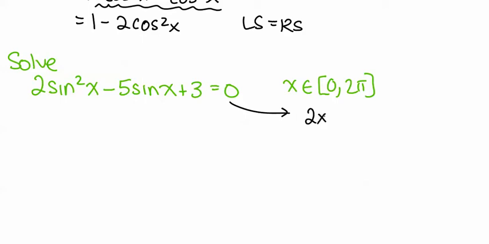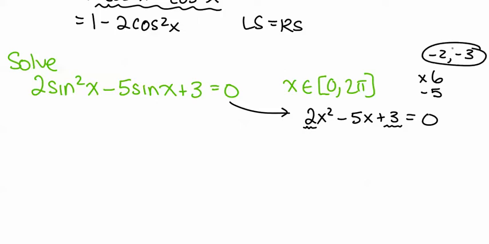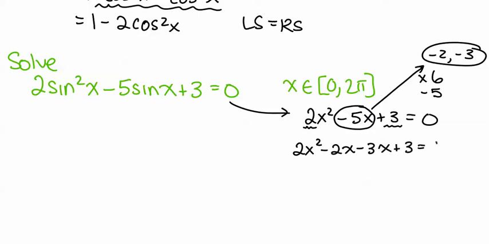And I'm going to write this as 2x squared minus 5x plus 3 equals 0. I'm just going to ignore my sign for a minute, and I'm going to factor this. So it's a complex trinomial. So I'm looking for two numbers that multiply to 6 and add to negative 5. So the numbers that work, I think, are going to be negative 2 and negative 3, because negative 2 times negative 3 is 6, and negative 2 minus 3 is negative 5. So I'm actually going to replace the middle term with those numbers. So I'm going to go 2x squared minus 2x minus 3x plus 3 equals 0.